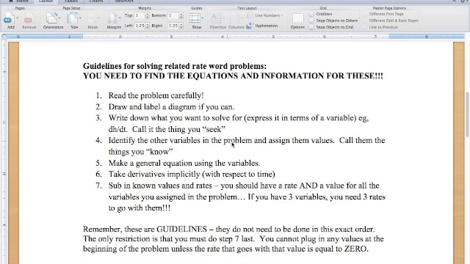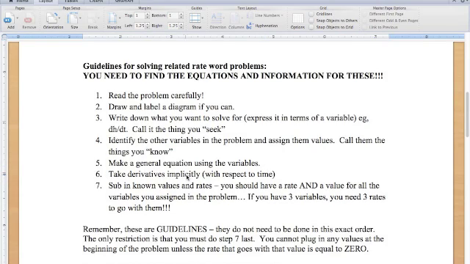Then identify the other variables and assign them values. So what I mean is call them the things you know, and if you're looking for the side of something, call that side x. Or if you know a distance something is traveling, call that distance d. And then make up an equation using those variables. It might be an equation you know. We might use the Pythagorean theorem, or similar triangles, or the volume of a cone, something like that. And then sometimes you might have to just make it up totally off the cuff.